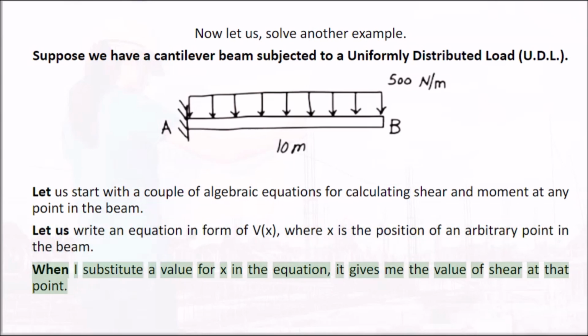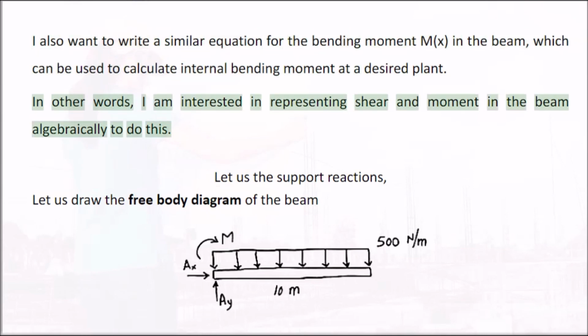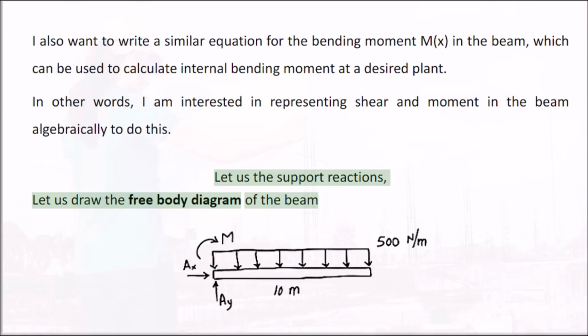When I substitute a value for x in the equation, it gives me the value of shear at that point. I also want to write a similar equation for the bending moment M(x) in the beam, which can be used to calculate internal bending moment at a desired point. In other words, I am interested in representing shear and moment in the beam algebraically. To do this, let us find the support reactions.